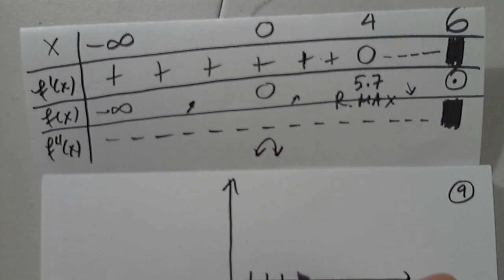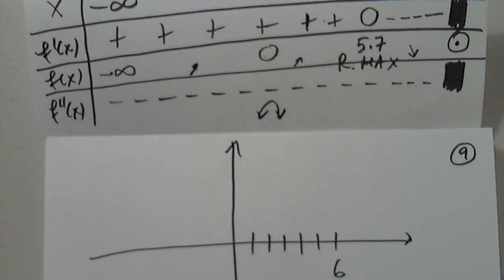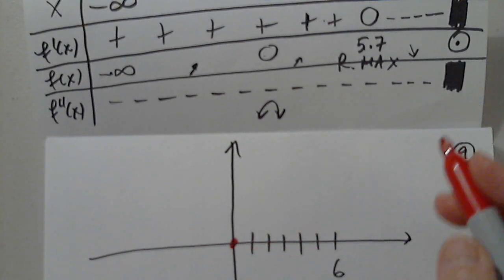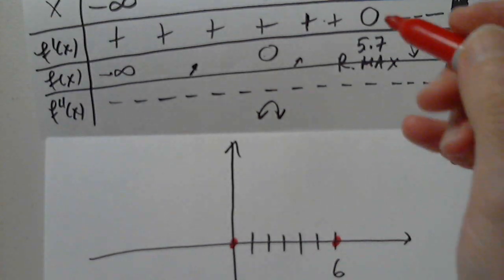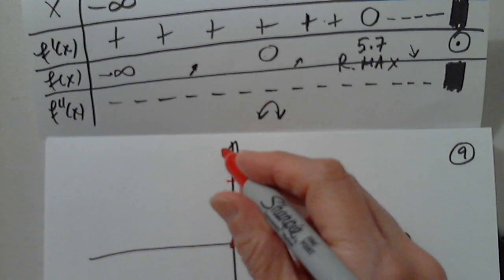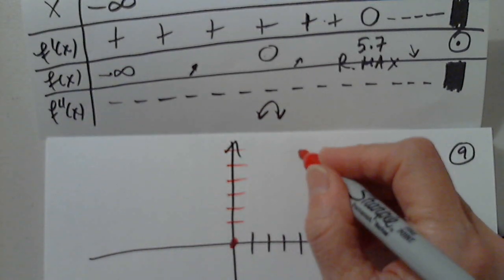One, two, three, four, five, six. So I need to plot the points, and the points I have are (0, 0), (6, 0), and (4, 5.7). 1, 2, 3, 4, 5, 6, 4, 5.7.